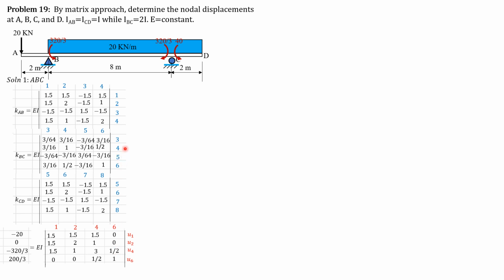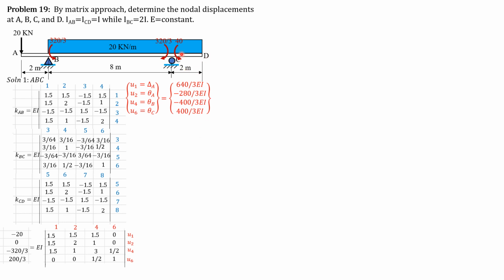4, 6 is 1 half, so we copy 1 half also. Then finally 6, 6 is 1. So from here we can now solve U1, U2, U4, U6, which correspond to delta A, theta A, theta B, and theta C respectively, as the product of the inverse of this matrix and this force matrix here. So with your calculator, we can now compute these displacements equal to these values.